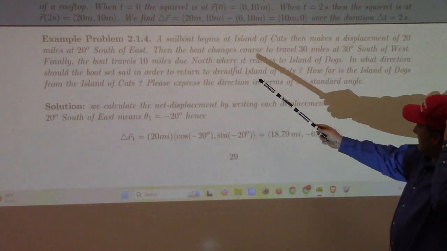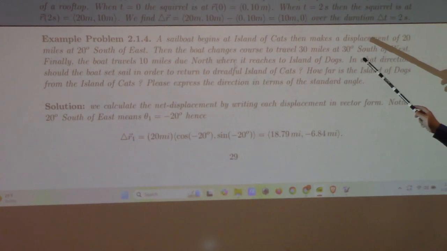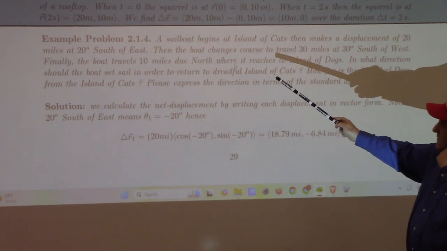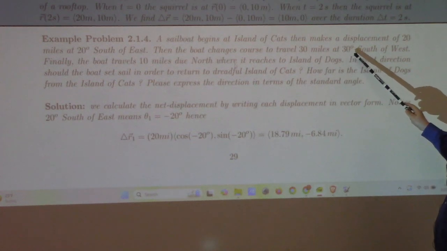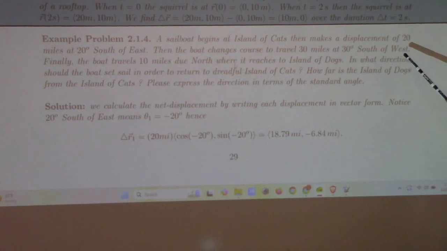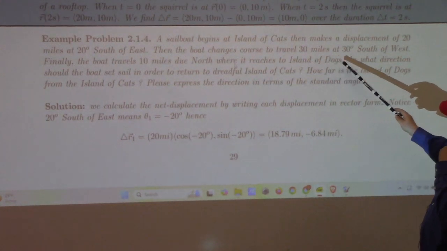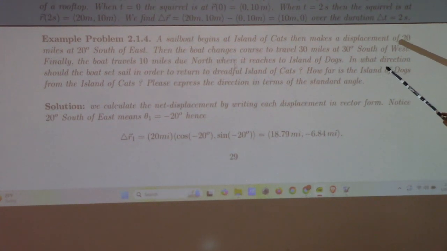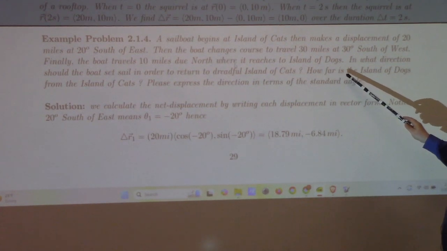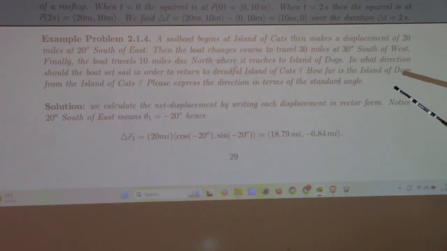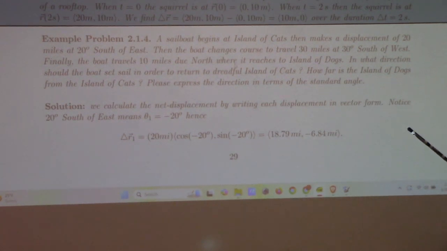Here's the problem. Suppose you've got a sailboat. It begins at the island of Cats. Then it makes a displacement of 20 miles, 20 degrees south of east. Then the boat changes course to travel 30 miles at 30 degrees south of west. Finally, it travels 10 miles due north, where it reaches the island of Dogs. In what direction should the boat set sail in order to return to the dreadful island of Cats? How far is the island of Dogs from the island of Cats? Please express the direction in terms of the standard angle.